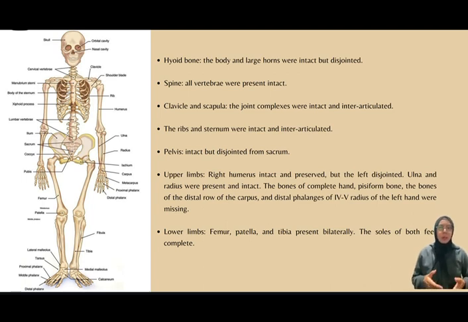The ribs and sternum were intact and interarticulated, while the pelvis was intact but disjointed from the sacrum. For the upper limbs, the right humerus was intact and preserved, but the left limbs were disjointed. The ulna and radius were present and intact. The bones of the complete hand, the pisiform bone, the bones of the distal carpus and the distal phalanges from 4 to 5 on the left hand were missing. For the lower limbs, the femur, patella, and tibia were present bilaterally, while the soles of both feet were complete.